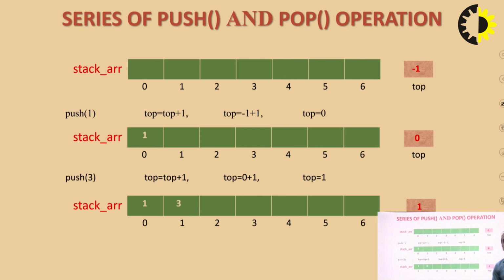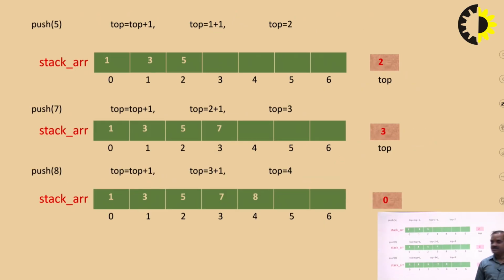This is the series of push and pop operations. Here we want to push element 1, we write it like this. We want to push element 3 like this. First, we do top equal to top plus 1. Then we calculate the value of the variable top, and we insert the value at the particular location in the given array. This is the basic method which is used to insert a value.